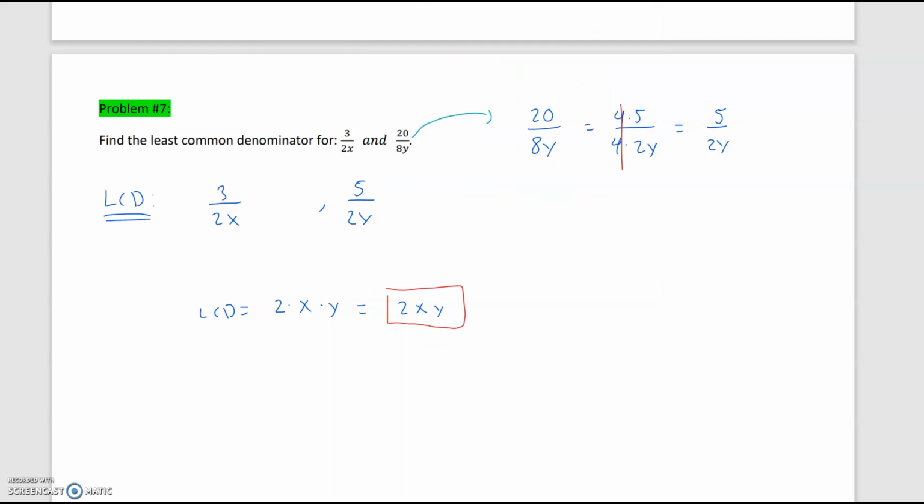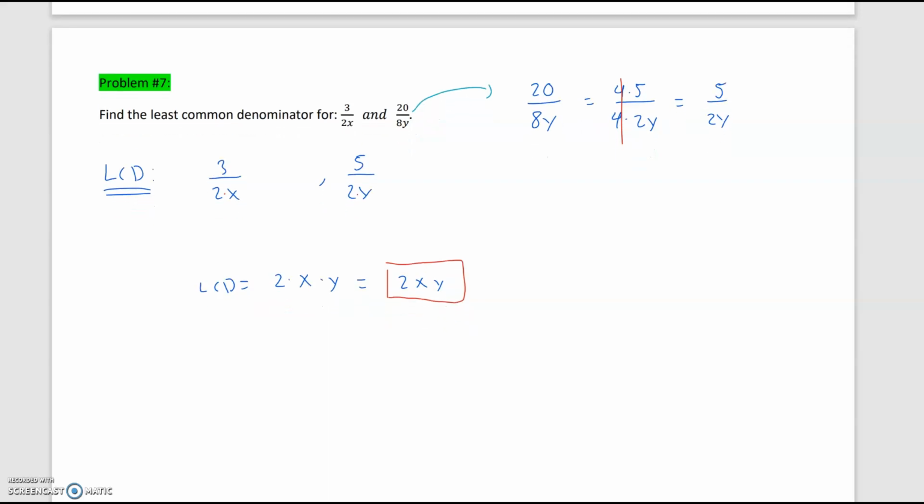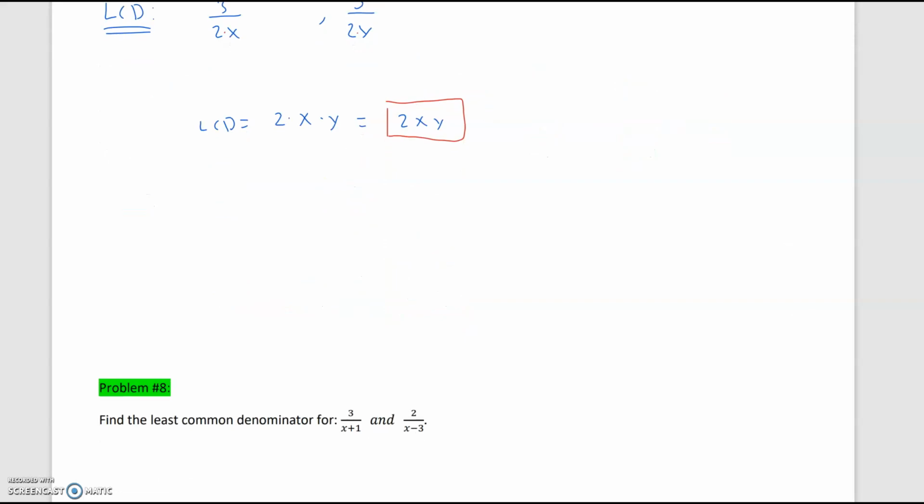And notice that, same as we did before, we're only looking at the denominators. Since there's no x's on the top, you have to contain that x because it technically represents a variable. And same idea with the y's. That's it for problem 7. Let's move into problem 8.